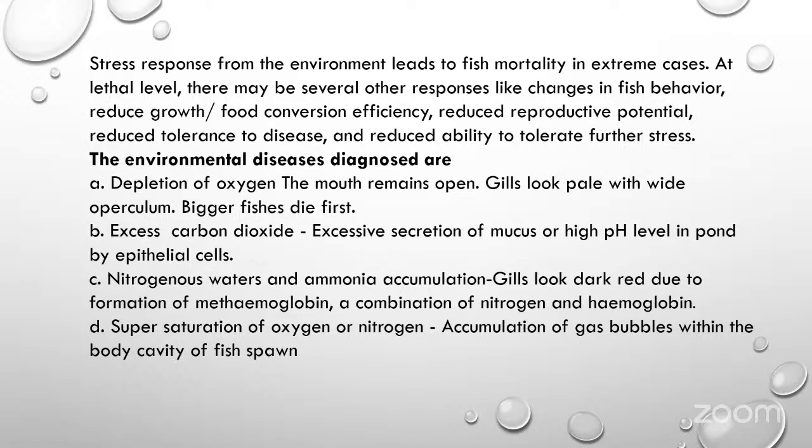Now, what happens if nitrogenous wastes and ammonia get accumulated in the lakes or ponds? Gills look dark red due to formation of methemoglobin, a combination of nitrite and hemoglobin. Then, supersaturation of oxygen or nitrogen. Due to this, what happens? Accumulation of gas bubbles within the body cavity of fish spawn.